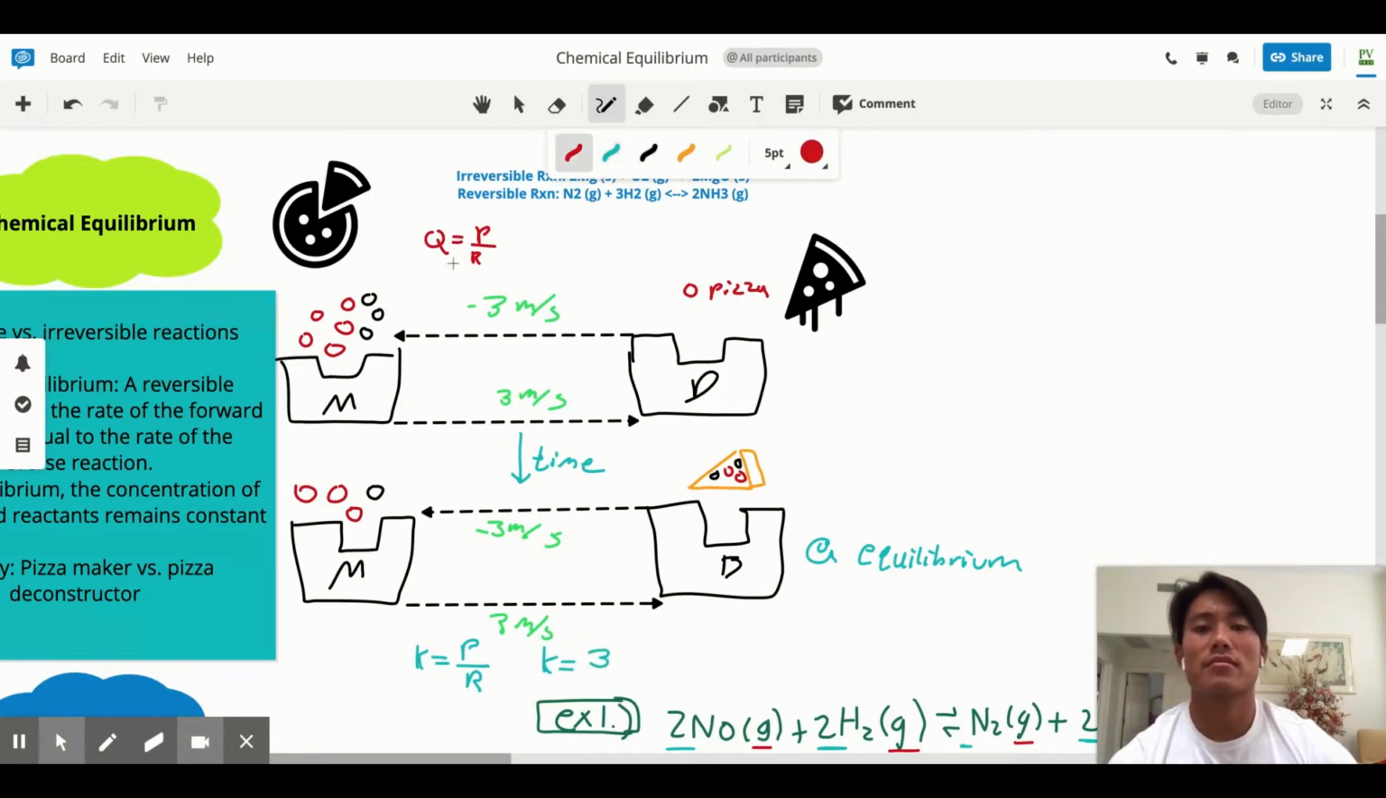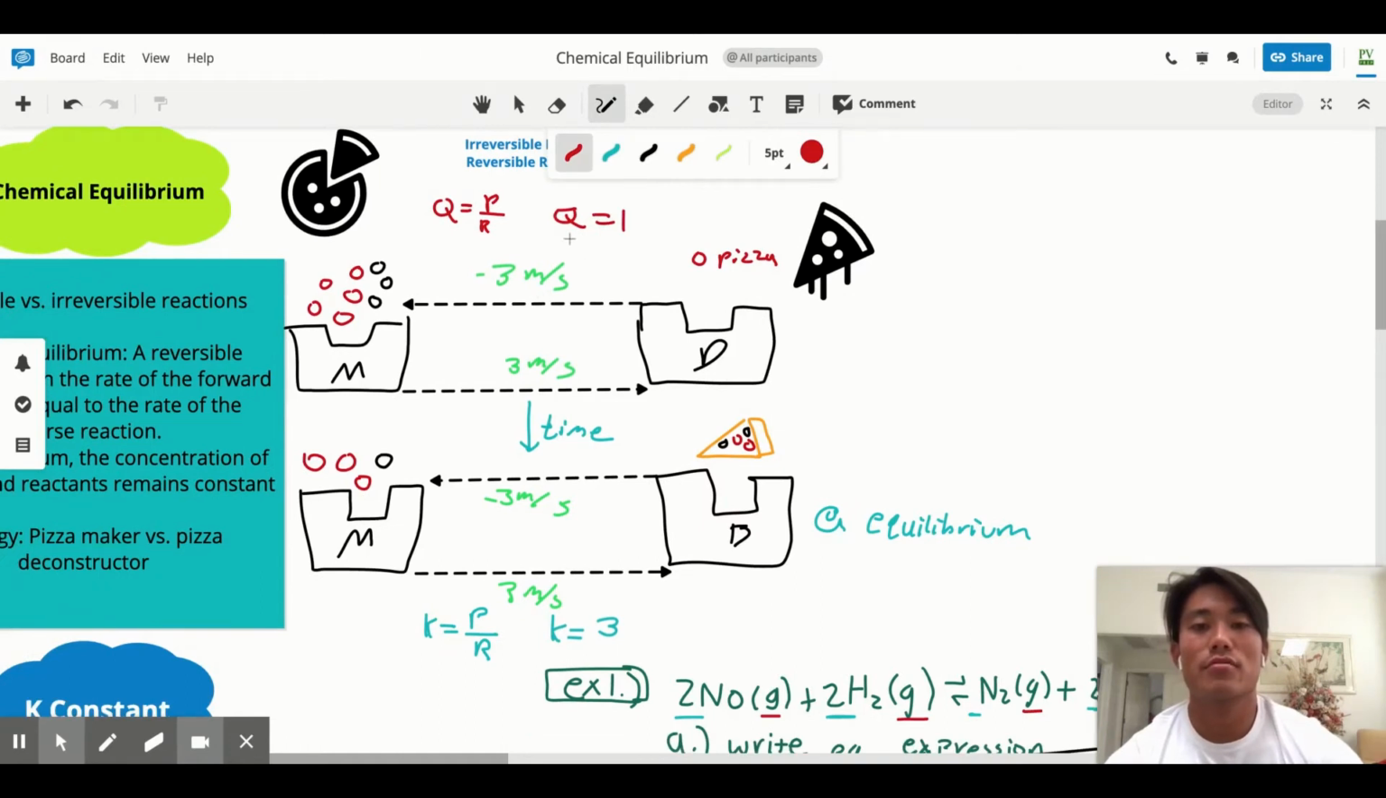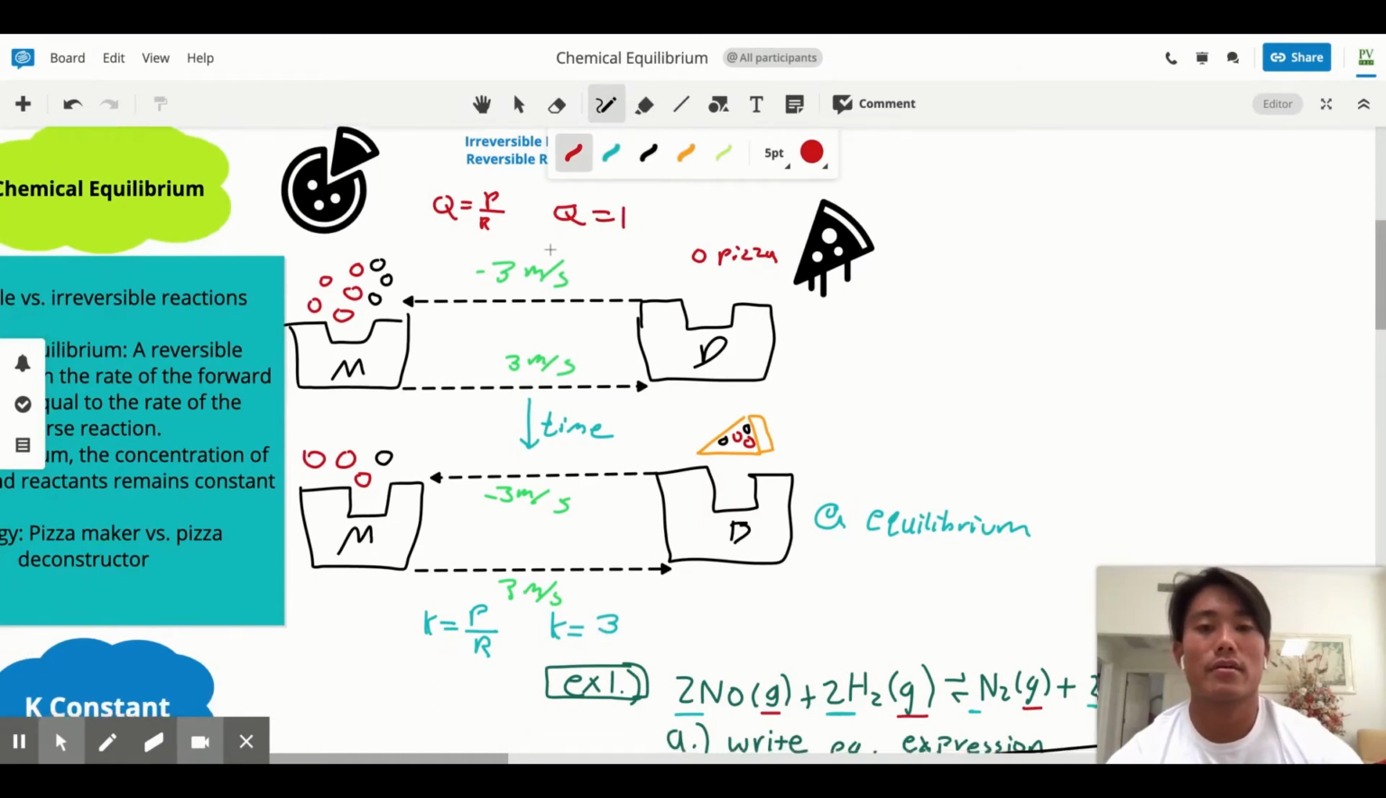Going back to the reaction quotient. Let's say when you plug in your products and reactants initially at this time, Q is equal to 1. So if Q is equal to 1 and K is equal to 3, that means Q is less than K, and the reaction is going to have to shift to the right to get to K. So basically, Q is always playing this game of catch up with K.